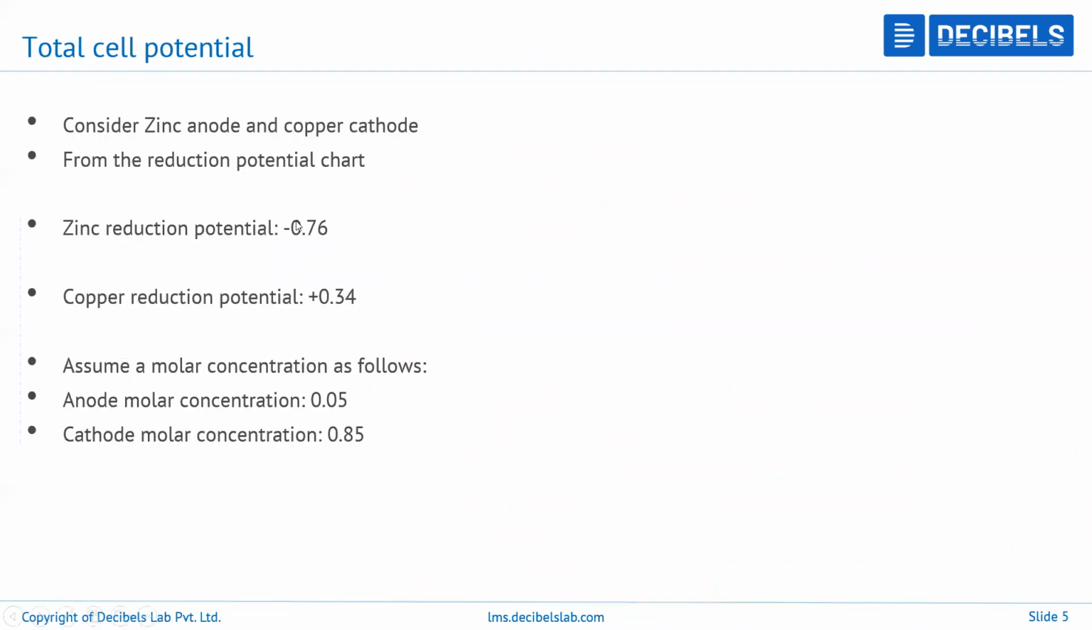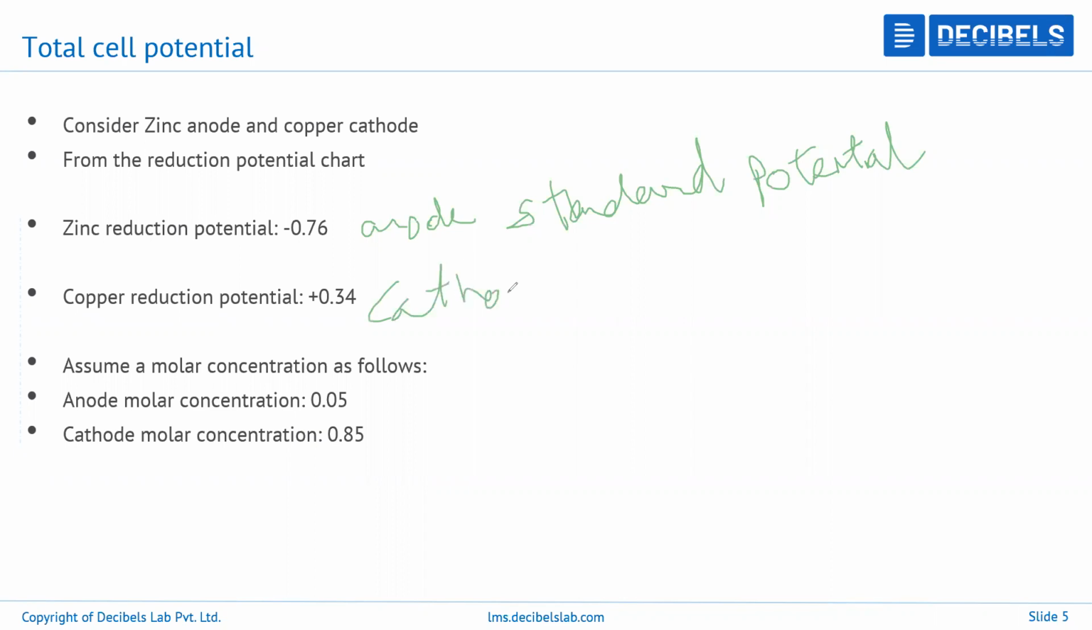So let's take zinc as anode and copper as cathode, the same example as we had seen yesterday, the Daniel cell. From the same example, we will calculate all of the parameters. Zinc reduction potential, or your anode standard potential, and copper reduction potential, or your cathode standard potential.